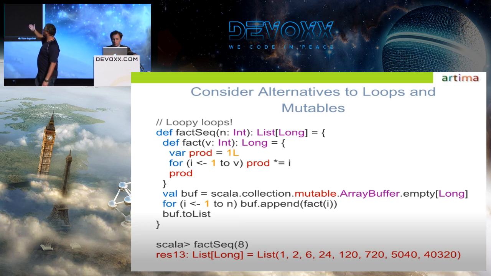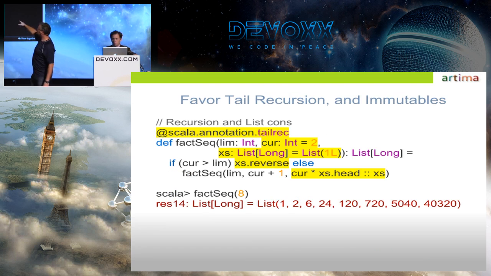Here's an example of some mutable code that is creating a factorial sequence. It's quite efficient. If you ask for a sequence of length 8, it gives you the first 8 factorial numbers, and it does it by keeping a running count in a var, multiplying it each time by the last one, and gives you the result. Very efficient code, very fast to execute, but not very functional.